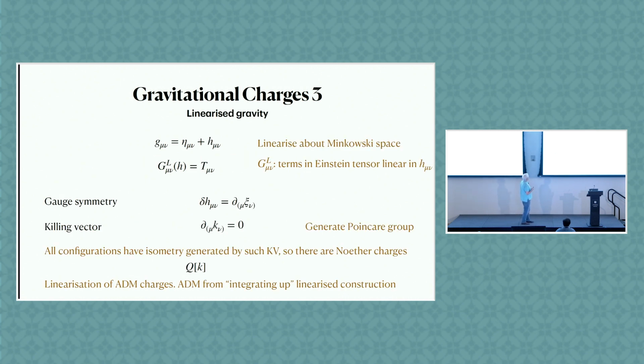So we can now think about what happens for linearized gravity. We're linearizing about Minkowski space, and here we have the linearized Einstein tensor and these linearized gauge symmetries. If we have a linearized Killing vector, in other words, a Killing vector of Minkowski space satisfying this, then this leaves the configuration invariant. And so all configurations have an isometry generated by such a Killing vector.